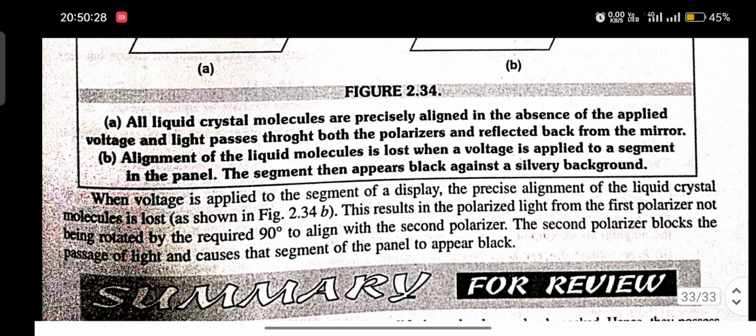When voltage is applied to a segment of a display, the precise alignment of the liquid crystal molecules is lost. This results in the polarized light from the first polarizer not being rotated by the required 90 degrees to align with the second polarizer. The second polarizer blocks the passage of the light and causes that segment of the panel to appear dark.